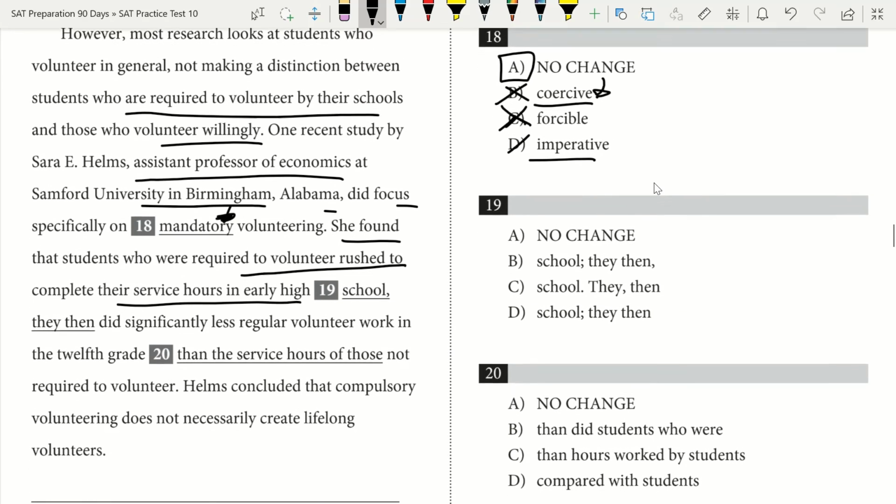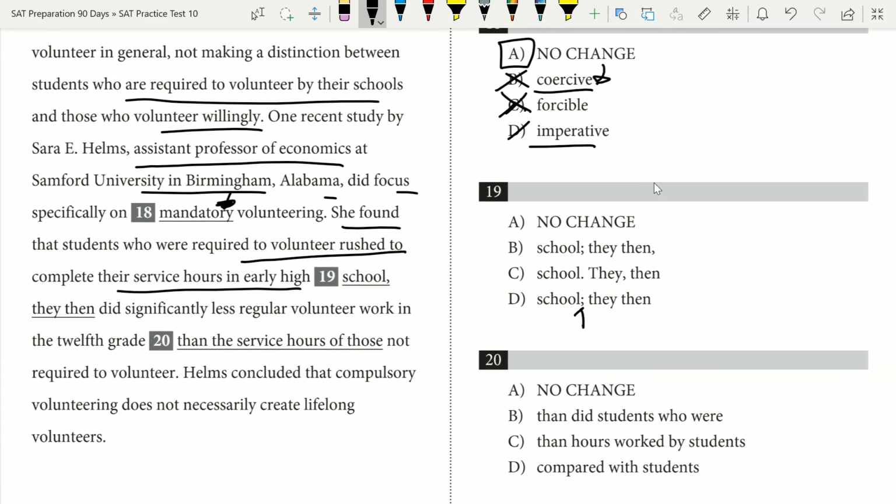All right, next I see that I'm dealing with a grammar question because I have punctuation marks here and then a possible start of a sentence after that. I also see I have commas there and there. So really I'm dealing with punctuation here. Okay, so they rushed to complete their service hours in early high school. That's an independent clause, so I could potentially have a period there, but if I look at my option with a period there, it has a comma after they. So it would say they, comma, then. That comma is not necessary and it's not allowed, so C is incorrect.